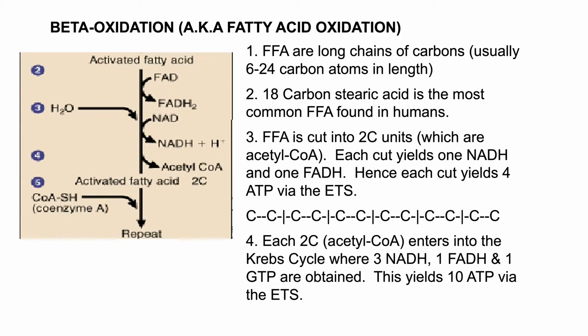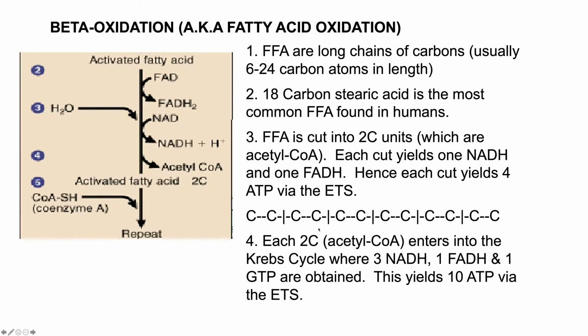It says each 2 carbon, that is each acetyl-CoA, enters into the Krebs cycle where 3 NADH, FADH, and GTP are obtained. This yields about 10 ATP via the ETS. Okay, so just to recap, beta oxidation is taking this long chain of carbons, cleaving off 2 carbons at a time, which is an acetyl-CoA. And each time there is a cut, that is each time acetyl-CoA is given off, there is then an NADH and FADH given off as well.